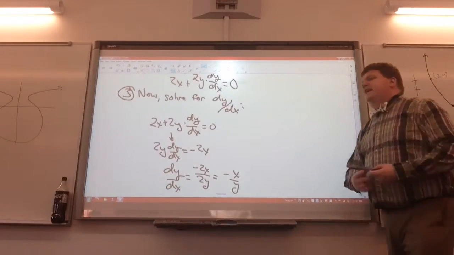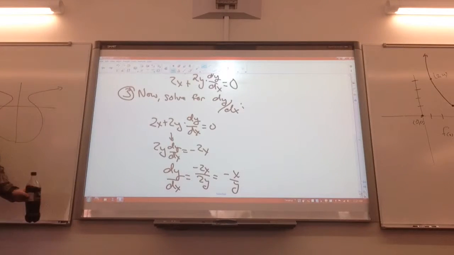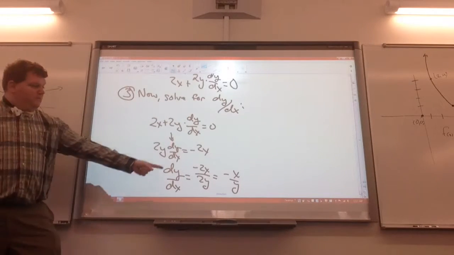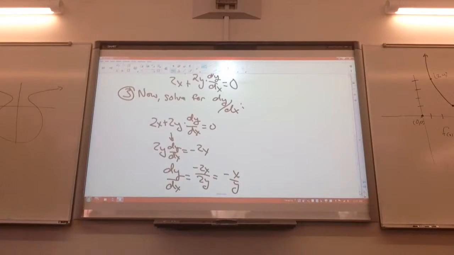So for example, had I wanted to find the slope of a tangent line to my circle, this equation tells me what the slope should be. I would plug in my point for x and my point for y and get my answer. We'll do that in a second with an actual problem.